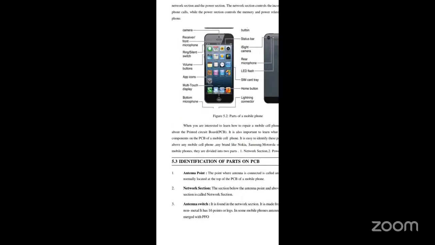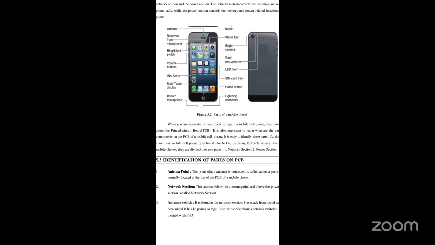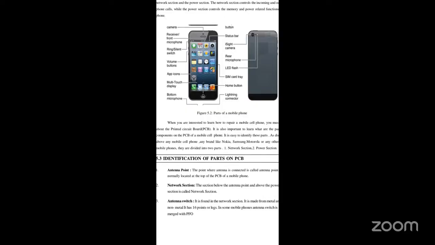Any mobile cell phone, any brand like Nokia, Samsung, Motorola, or any other brand, is divided into two parts. One is the network section, one is the power section. So any mobile we can divide into two parts.